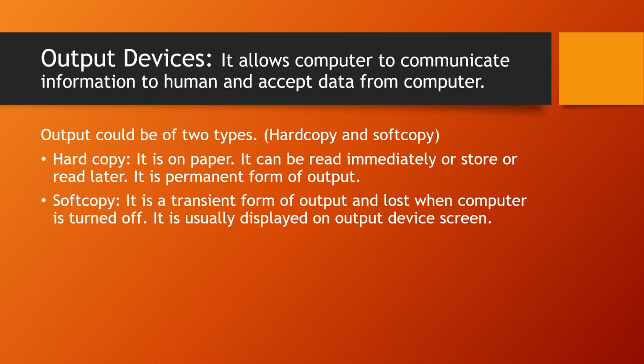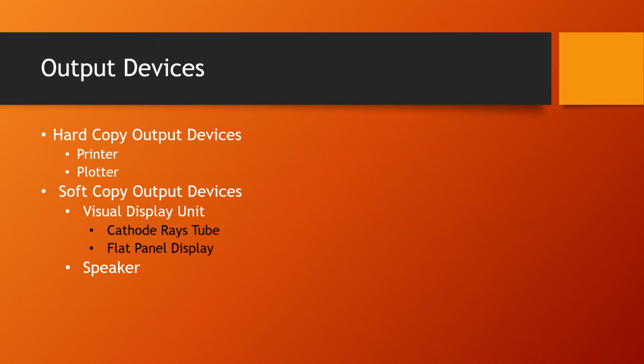Next is output devices. An output device allows the computer system to communicate information to humans or accept data from a computer system. Output could be of two types: hard copy and soft copy. Hard copy is generated on paper. It can be read immediately or stored and read later on also. It is a permanent form of output. And soft copy is a transient form of output and is lost when the computer is turned off. It is usually displayed on an output device screen like LCD or LED.